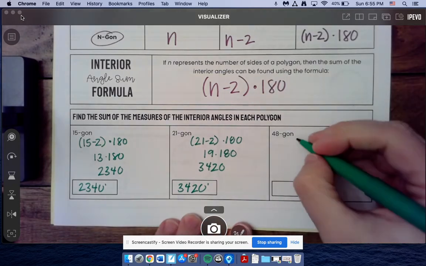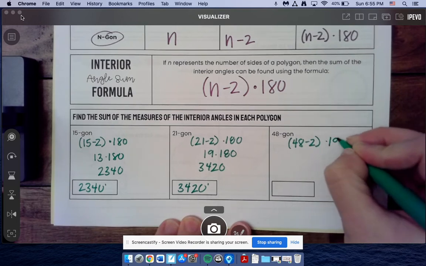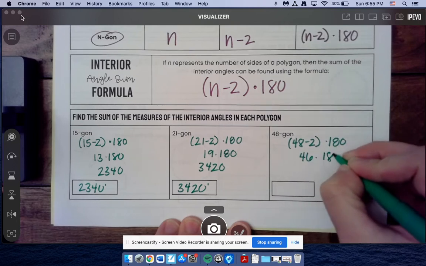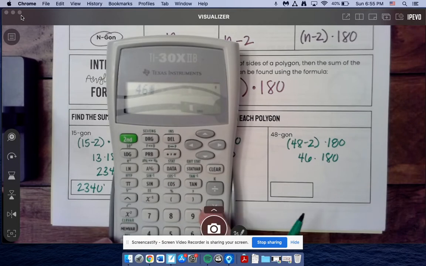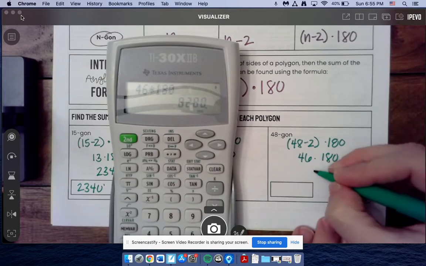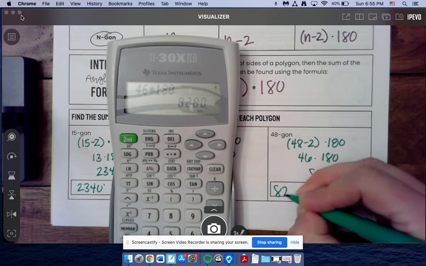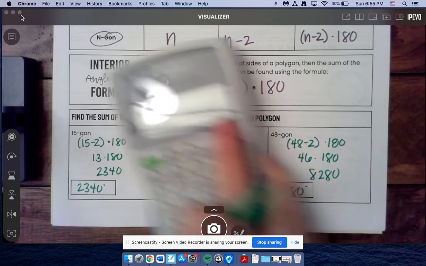And then our last one, a 48-gon. 48 minus 2 times 180. 48 minus 2 is 46. So we're going to get a quite large number here, you guys. That's all right. So again, 46 times 180, 8,280 degrees. All right. Good work. Okay, flip it over for me.